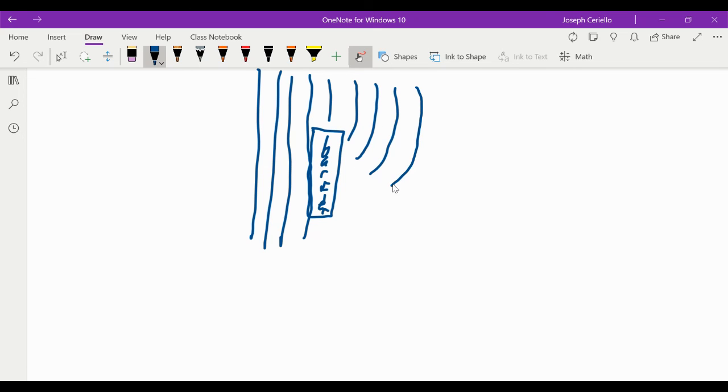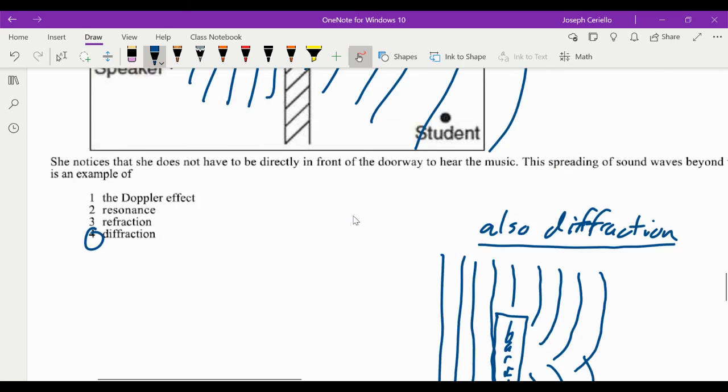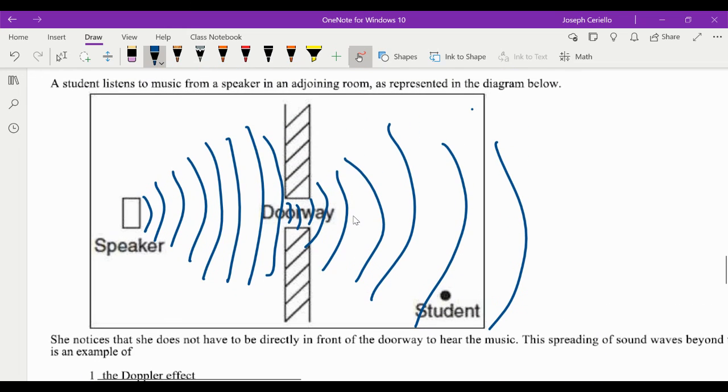This is also an example of diffraction. Again, we'll talk more about it when we get to light. They actually look more like that, and they pretty much form another wave, which is kind of cool. All right, so there's diffraction for you. But for now, just understand diffraction as when a wave goes through a narrow opening.